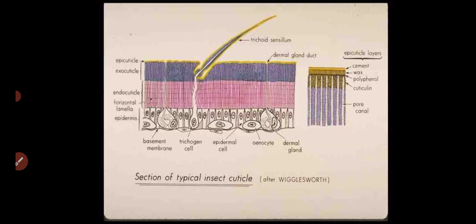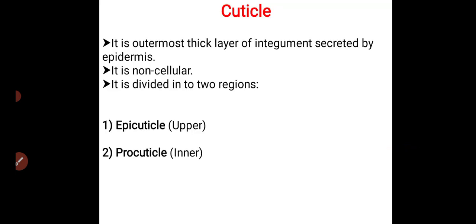You can see in the picture very clearly, that is the epicuticle, in the yellow region. After that, exocuticle, endocuticle, epidermis and basement membrane. This is the section of a typical insect cuticle. In the epicuticle layers, there are the cement layer, wax layer, polyphenol layer and cuticulin layer, and after that pore canals are also present. Cuticle is the outermost thick layer of the integument secreted by the epidermis.